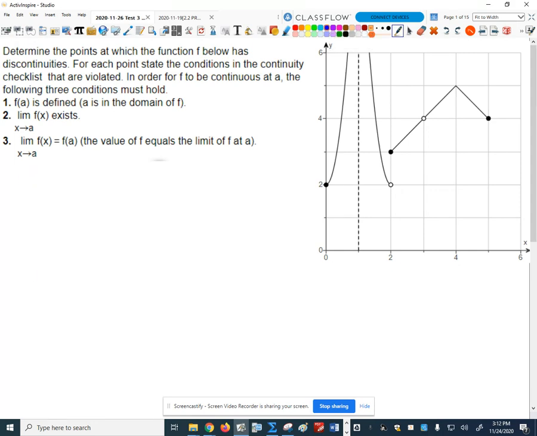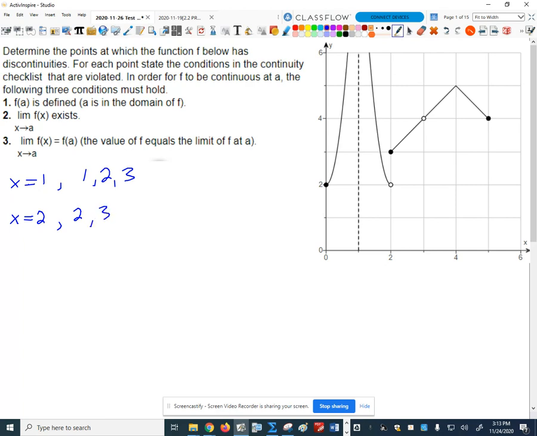We'll just call these, so we'll say at x equals 1, 1, 2, and 3. What about at x equals 2? Well, at x equals 2, the function exists. The two-sided limit does not exist, right? It doesn't exist. So conditions 2 and 3 are violated.